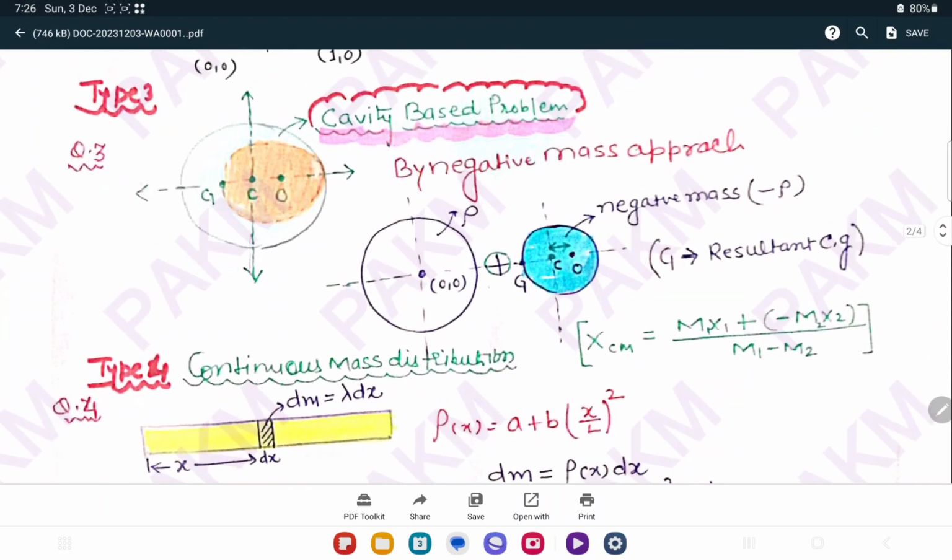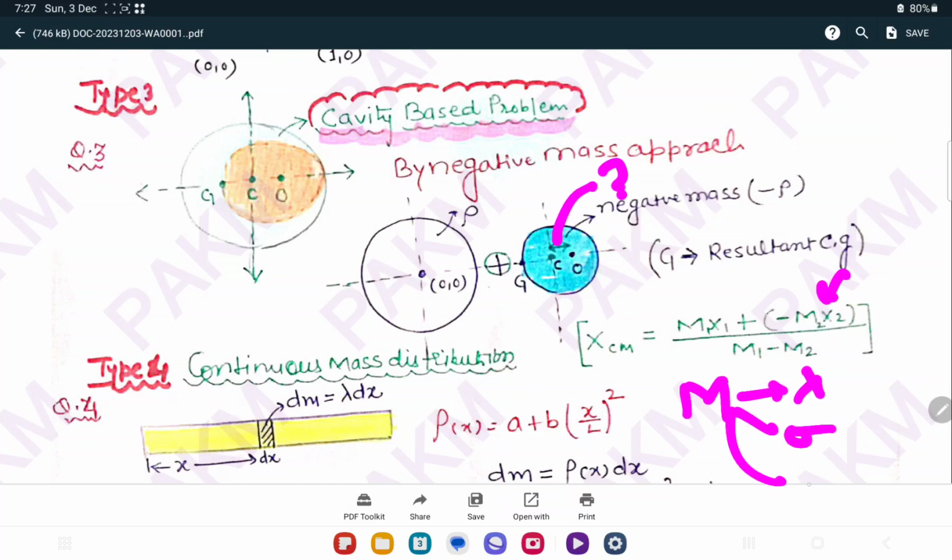So we can calculate the value by putting x2, and after subtracting the mass, the calculation of mass is also important. Mass will be of three types: linearly distributed, areally distributed, or volume distributed. If this is a disk, we say areally distributed. If it is a solid sphere, volume distribution, and if it is a hollow sphere, areal distribution takes place. I hope you will surely attempt this cavity based problem.